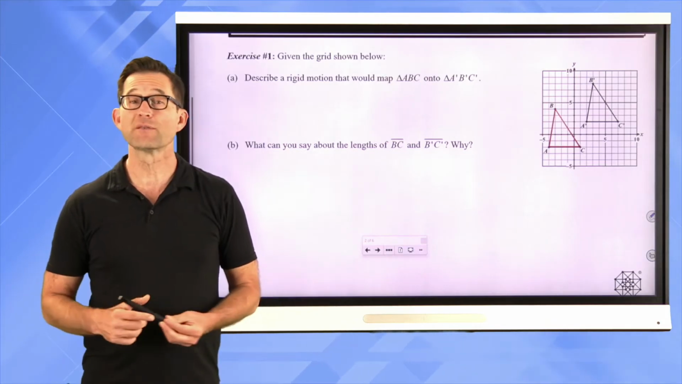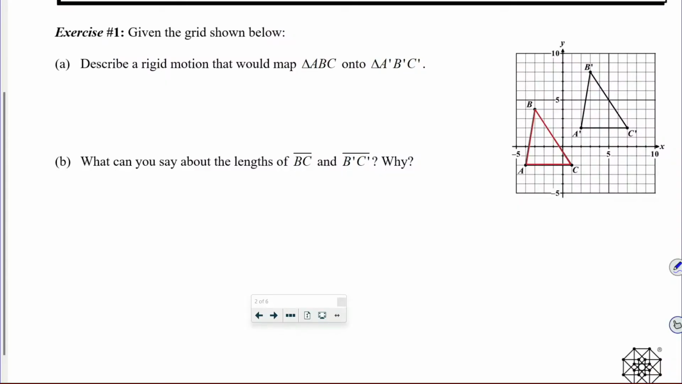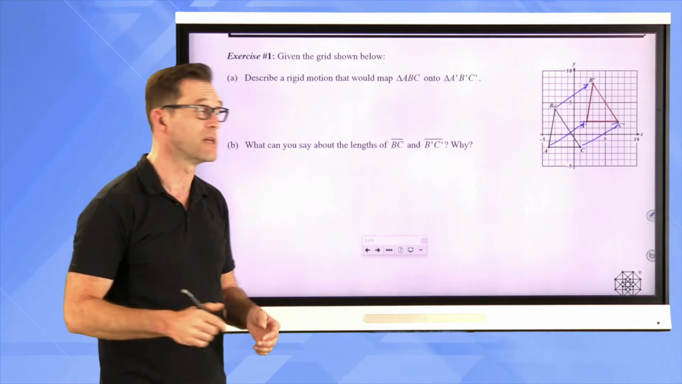All right, well, it's probably pretty obvious, right? It's going to be a translation that maps point B up to point B', point A up to point A', point C up to point C'. All of those vectors are the same, and we just want to slide triangle ABC up to triangle A', B', C'. So it's a translation.